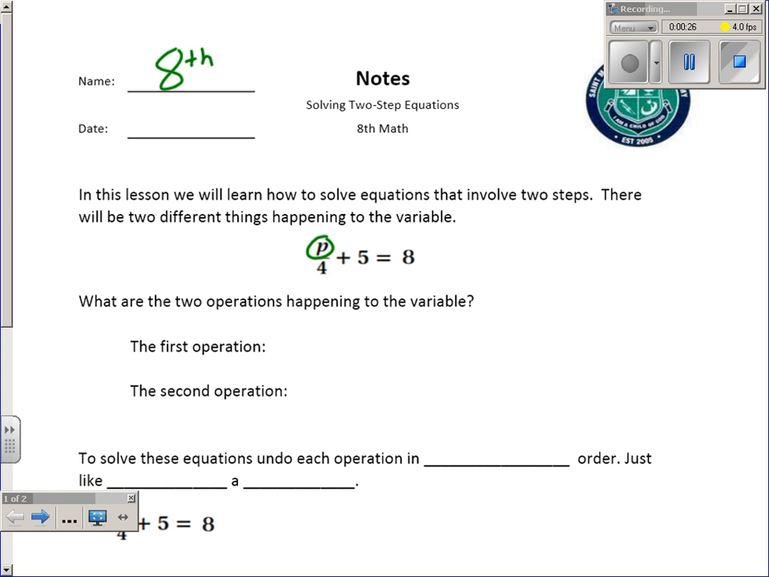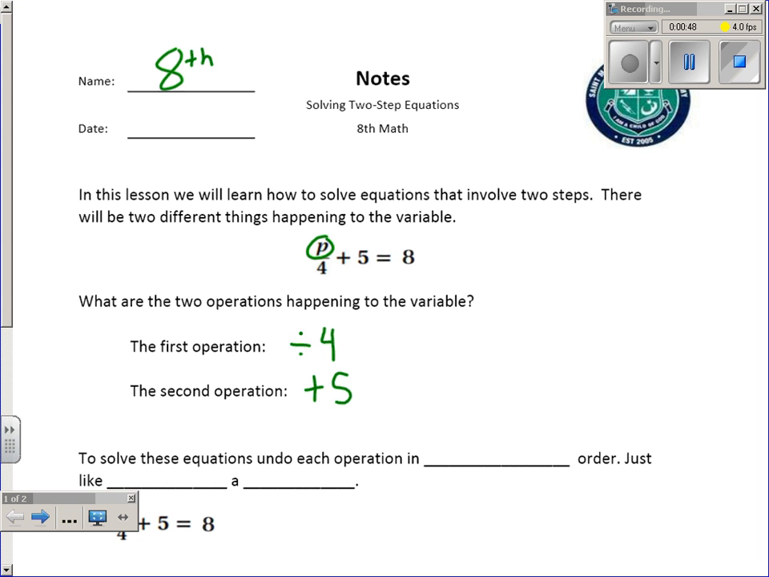Looking at this equation, let's think about what's going on to P. So what's happening with it if we look at it from a math operation standpoint? The first thing we notice is it's being divided by 4. So if you did the order of operations, that's the first thing you would do if the value of P was known. You divide it by 4. And then after that, you would add 5.